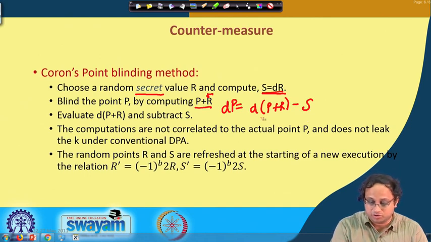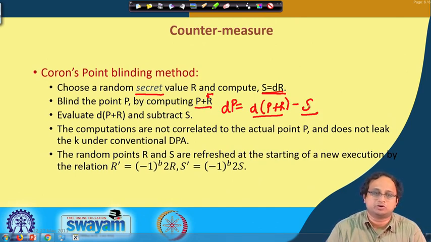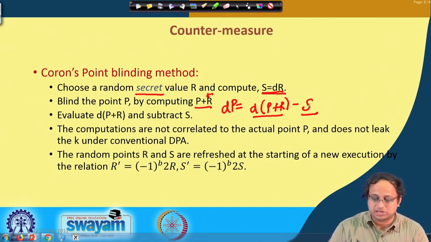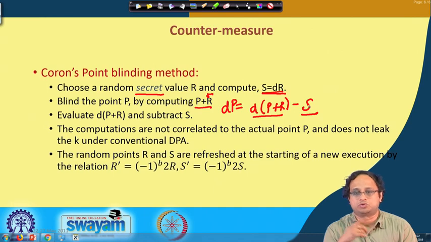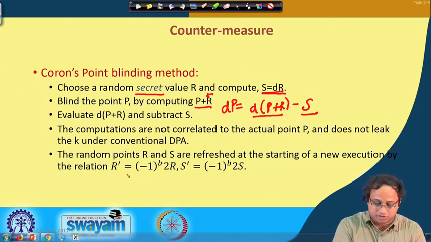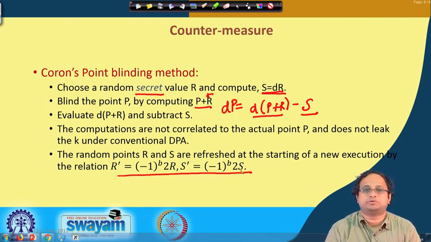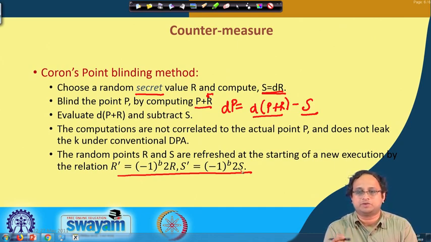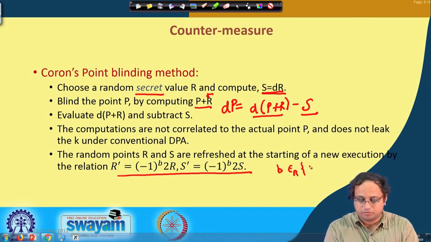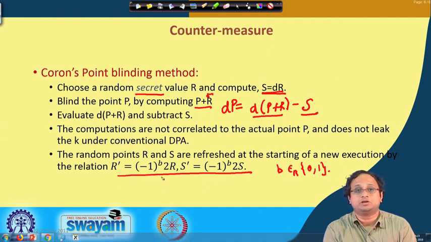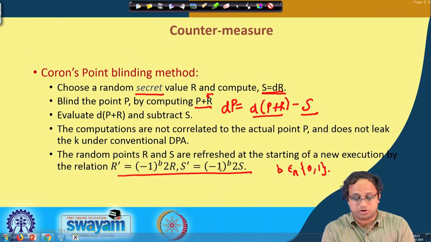But at every step, both of these computations ensure that you have a random component coming into play. The idea is that every time you repeat this, you should have fresh random values. So one trick you can use is to use this equation to update your blinders or masks. I take a coin b, randomly sampled from 0 or 1, and then R' is (-1)^b times 2R, and S' is (-1)^b times 2S.